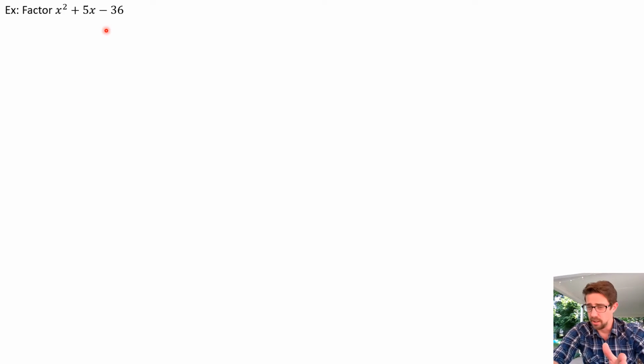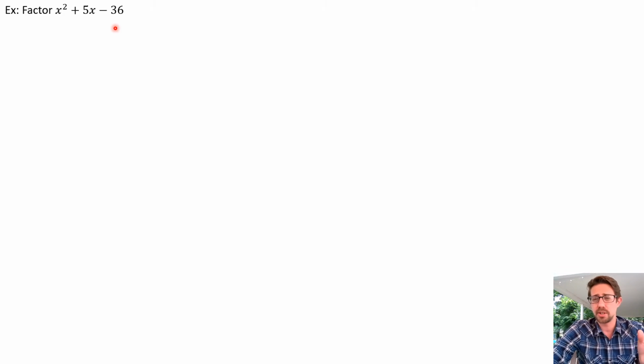Okay, this is a little more advanced, but not terrible. So now we always need two factors of 36. But now it's negative 36. So it's like we need two factors of negative 36. So the only way to get a negative number by multiplying is to do a negative times a positive, right? If both of our factors were negative, this would be positive 36.